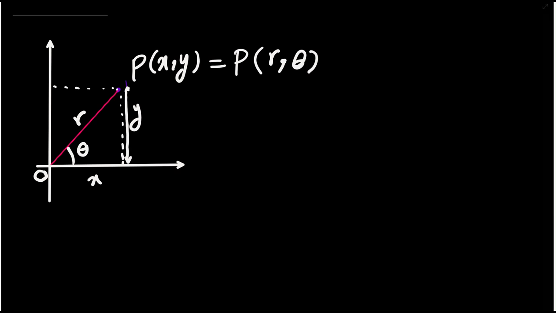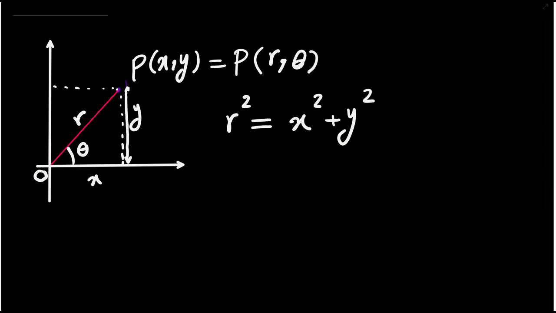So how can we convert from Cartesian to polar and from polar to Cartesian? What is the relation between r, x, and y? Because this is a right triangle, based on the Pythagorean theorem, you know that r squared equals x squared plus y squared. So in this way, if we have x and y, we can calculate r.